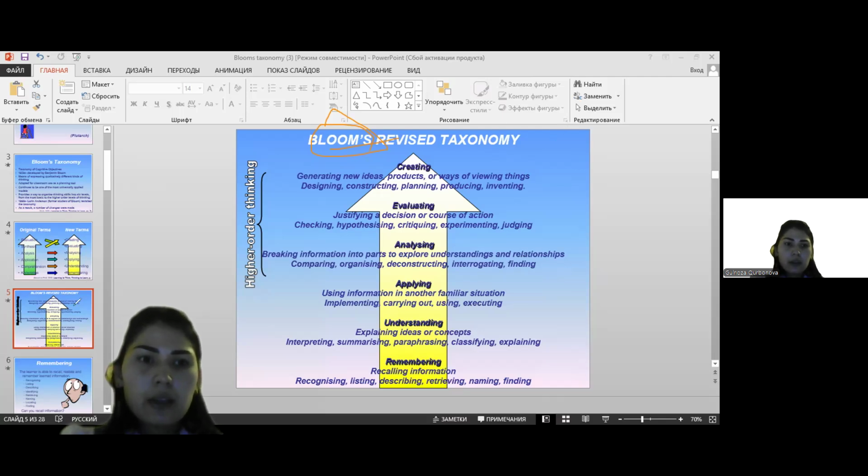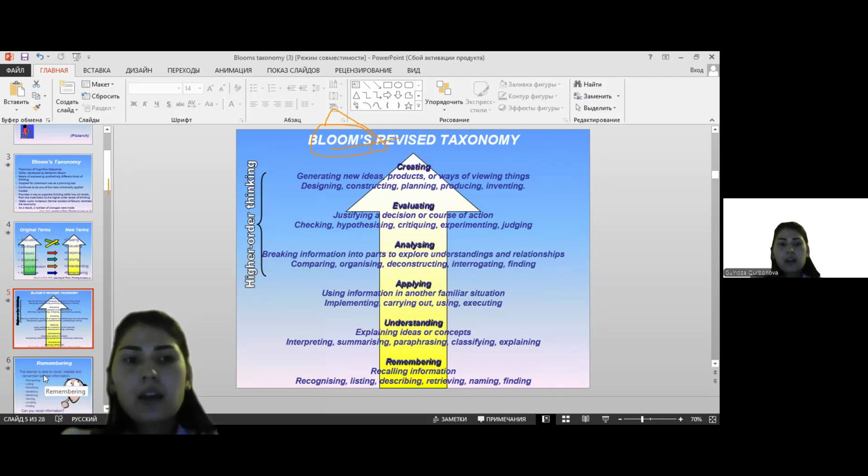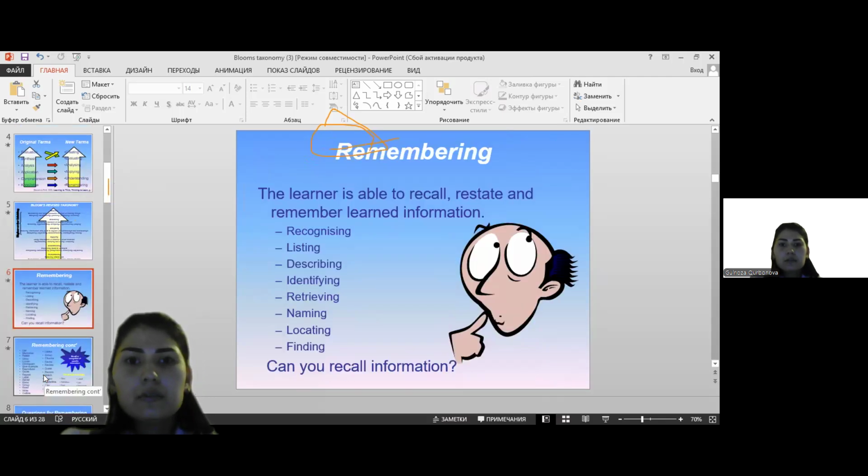And the next one. Remembering. The learner is able to recall, restate, and remember learned information: recognizing, listing, describing, identifying, retrieving, naming, locating, finding. Can you recall information?